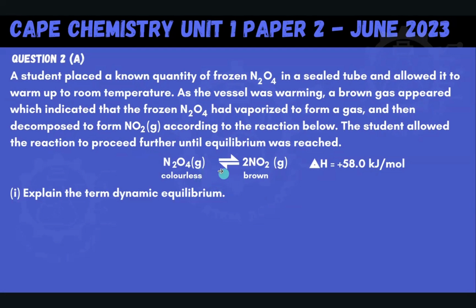So here we have a dynamic equilibrium set up between N2O4, which is colorless, and 2 moles of NO2, which is a brown gas. And we are given the delta H, or the enthalpy change for that equilibrium, which is positive 58.0 kilojoule per mole. So the first part of this question asks us to explain the term dynamic equilibrium.